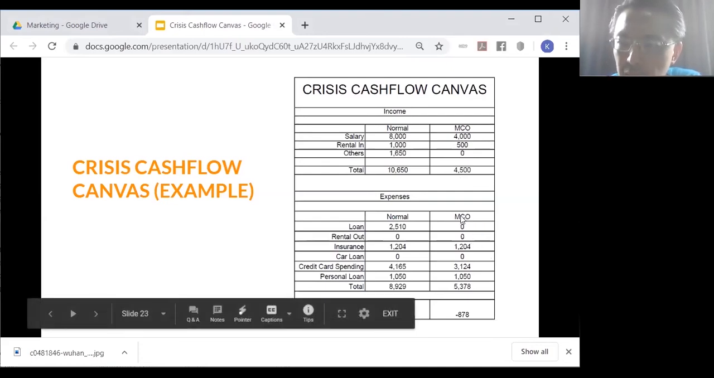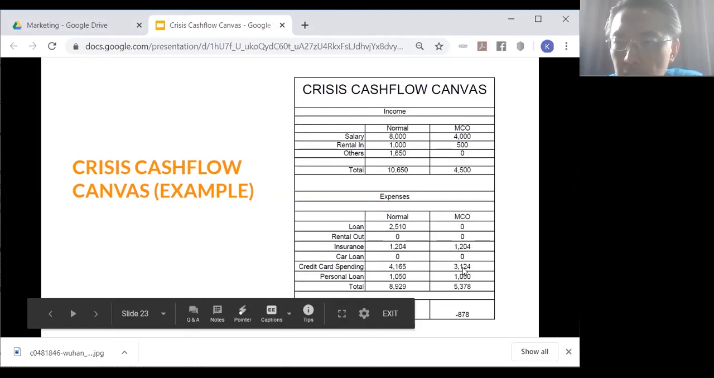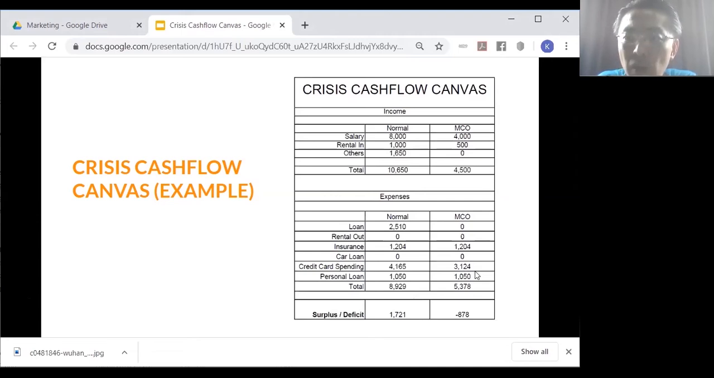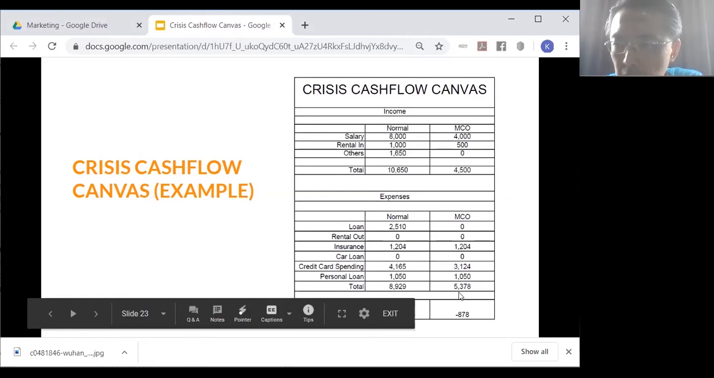And then during MCO, for expenses, thankfully the loan was deferred, so it's zero. Insurance, although he can still apply for the deferment, it's only applicable for people who have businesses that are affected by the MCO, but he didn't apply. Credit card here, because we all spend less since we don't need to go out, pay petrol, pay parking. And for most of us, we actually cook at home. So we actually save a lot. So he saved about 3,001. Personal loan, he hasn't restructured yet. So the total is like 5,003. So you can see he has a deficit of 878, right?